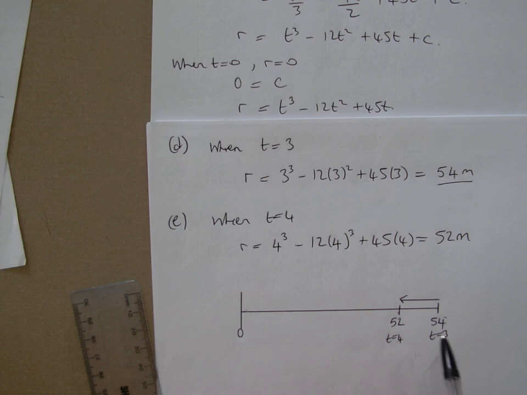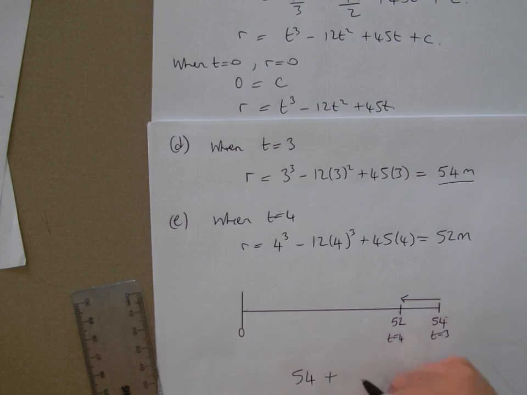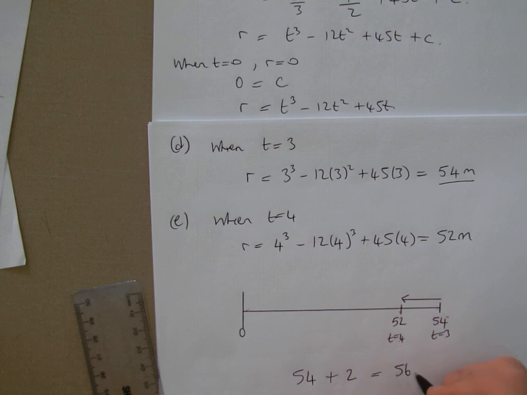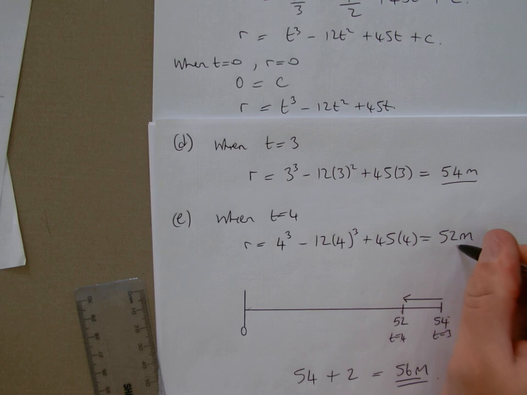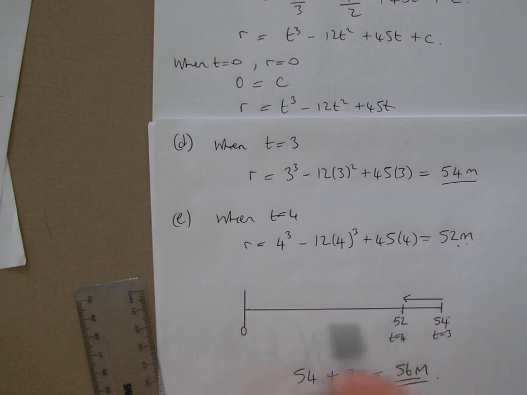In terms of distance travelled, you've got to think about this logically. It's travelled 54 meters after 3 seconds, and then in the following second it's travelled 2 meters, so the total distance is 54 plus 2, which gives 56 meters. The displacement is 52 meters, but displacement is how far we are from the origin, whereas the distance travelled is 56 meters.